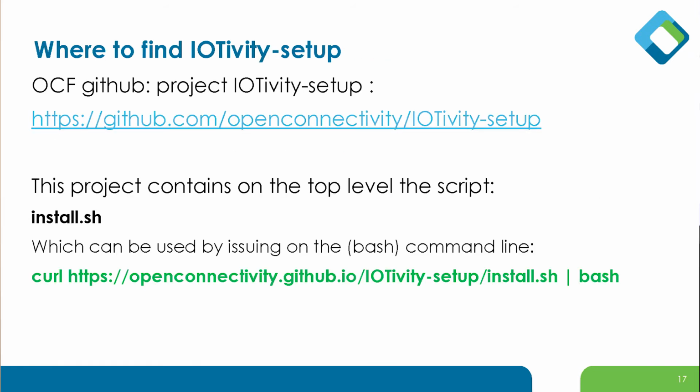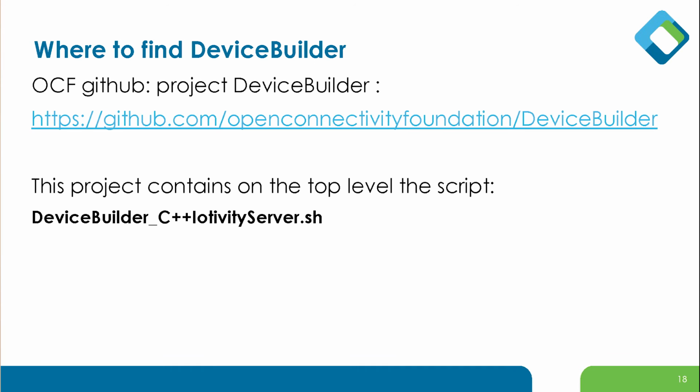So where to find it? It's on GitHub under Open Connectivity IoTivity Setup. It's just available, and yeah, just use the bash or curl command to install all the information on your machine. So having code doesn't mean that you understand the code, what it's doing.